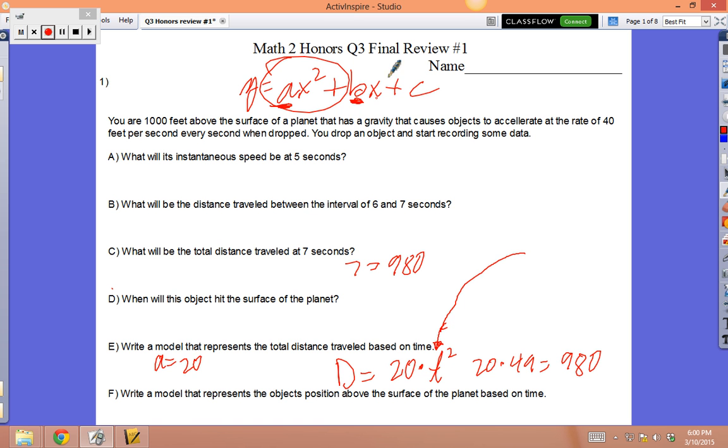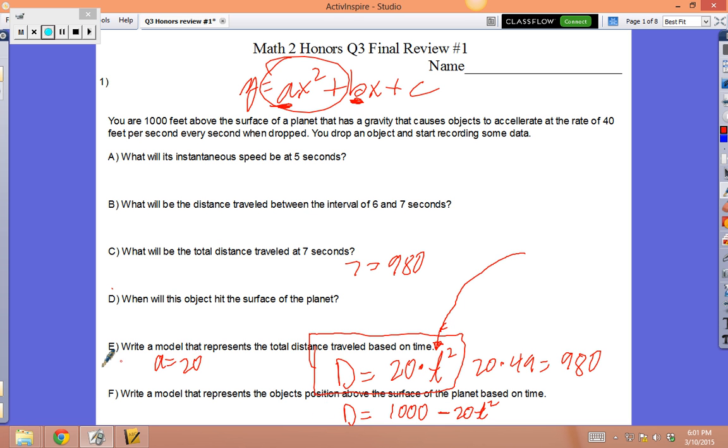There's no initial speed, and I'm not going to drop it from any height. This model right here will just give me the total distance traveled. Now F, the model for F, we need a model that represents its position above Earth. So starting off, it's 1,000 feet above Earth, and then I'm going to subtract the distance traveled depending on how many seconds it's in the air. So there's a difference between E and F.